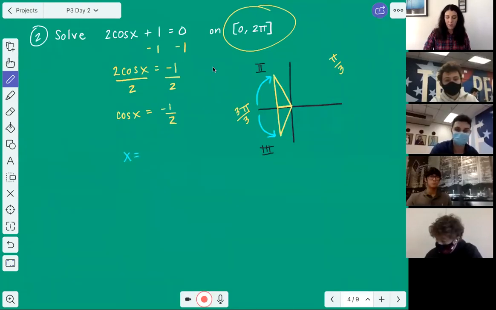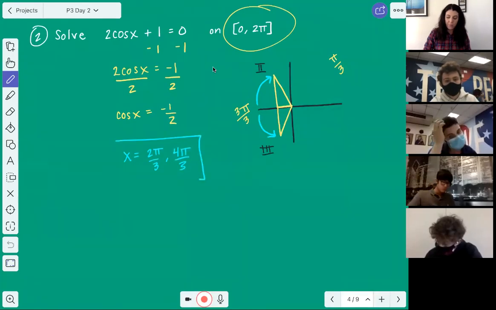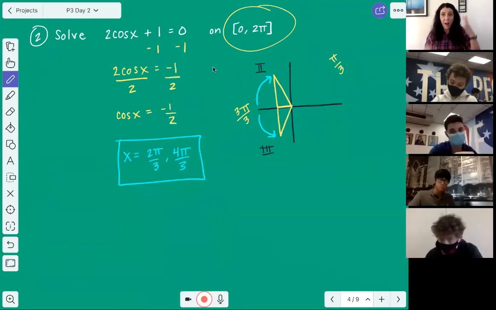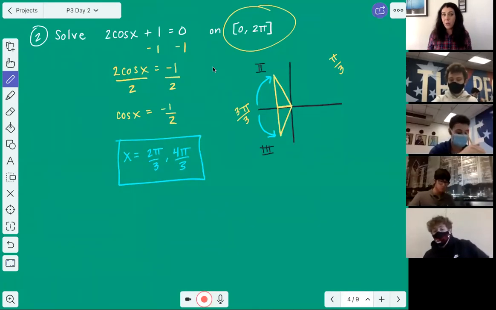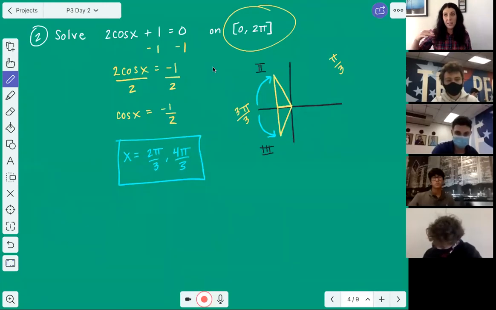2 pi/3 and 4 pi/3. Fantastic job. 2 pi/3 and 4 pi/3. And that would be your final answer. Again, that would be the two angles, right? Cosine of this angle equals -1/2. That would happen at 2 pi/3 and 4 pi/3. It's helpful to think about the triangle, think about what quadrant we're in, think about the reference angle, think about that closest x-axis, and then add or subtract as needed.